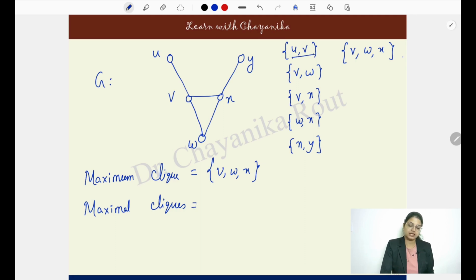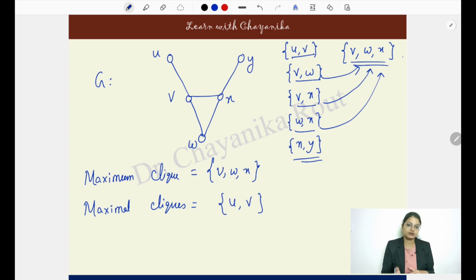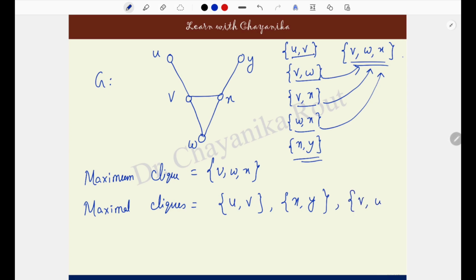See, UV is not extended any further, UV is not contained in any larger clique, so UV is maximal. VW is extended here, VX is also a subset of this larger clique, WX is also contained in this larger clique. What about XY? XY is not contained in any clique of larger size, so that is also maximal. Is there any other maximal clique? Yes, the maximum clique itself is maximal again. So don't forget to include the maximum clique when you are listing down the maximal cliques.